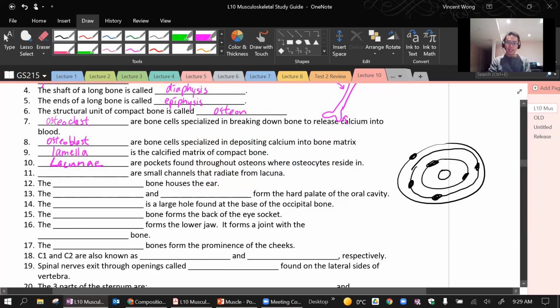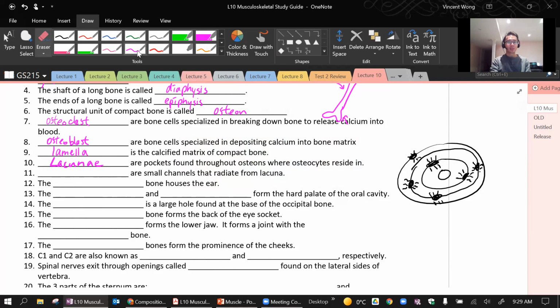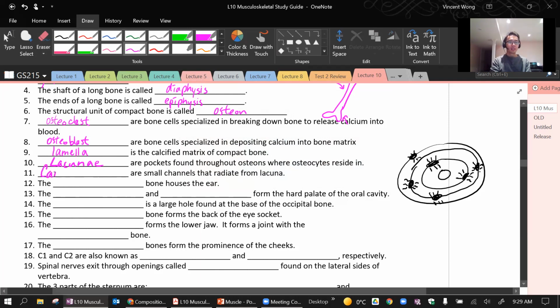And then radiating from the lacuna, you will have these little channels. Because the lamina is solid, right? The bone cells can't really move through it, like a brick wall almost. So by having these little cracks, it allows the bone cells to move from one place to another. These are called canaliculi.